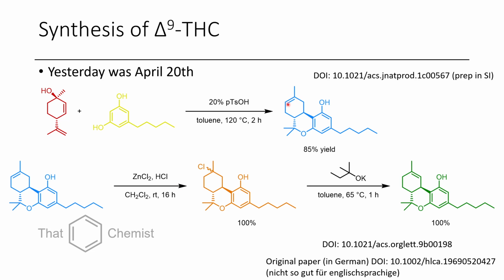However, we have the double bond in the wrong location. This is actually delta-8 THC. And so they have to do some subsequent chemistry to convert this alkene to a tertiary chloride and then re-eliminate to get this delta-9 THC, which is green. Okay, if you want to read the original paper where they do this, it's in German, but if you don't speak German, it won't be very easy.